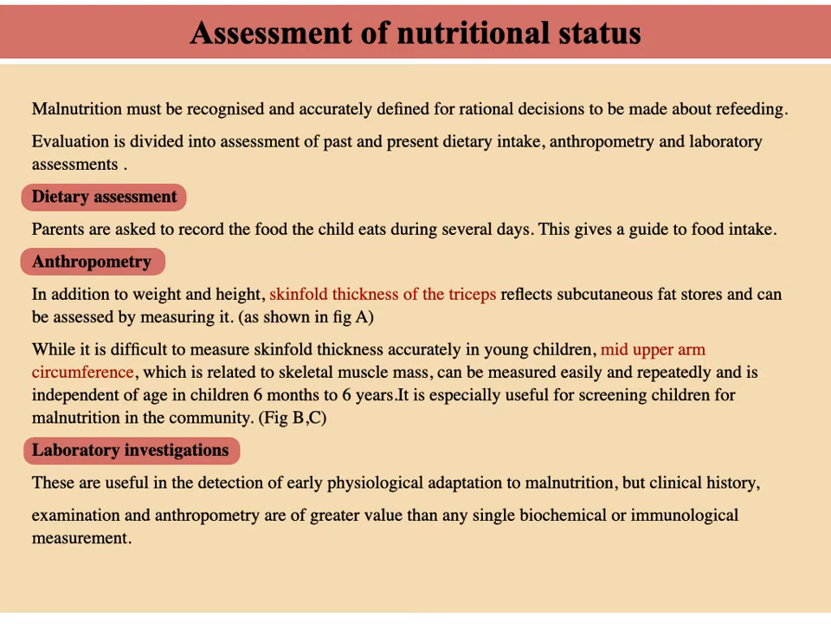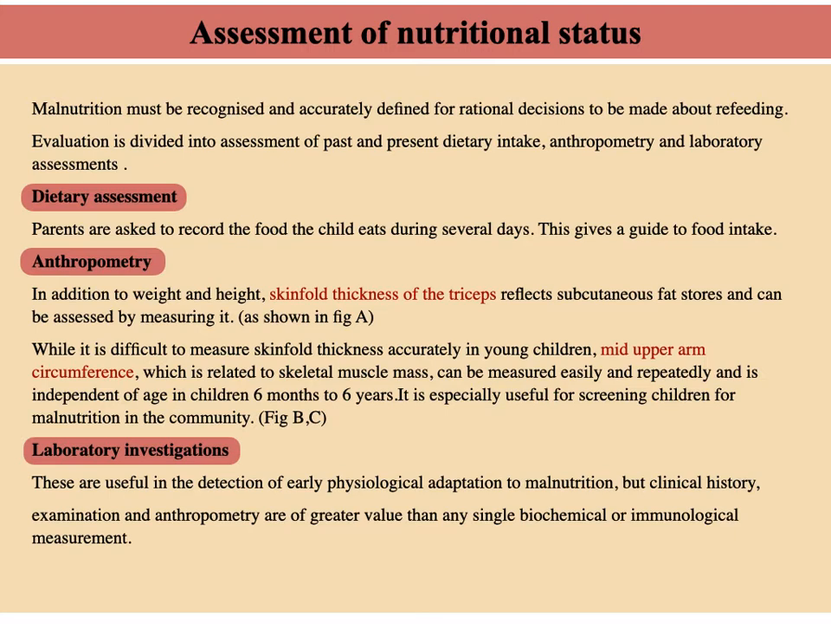The anthropometry includes measuring the weight and the height of the child. In addition to that, we can measure the subcutaneous fat store by skin fold thickness over the triceps. We have many calipers that can be used to measure skin fold thickness. One of the commonly used is the Harpenden caliper, which is shown in figure 8.